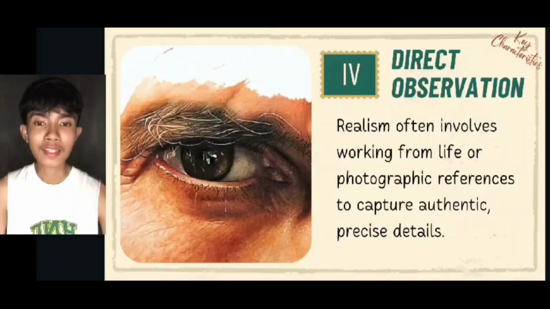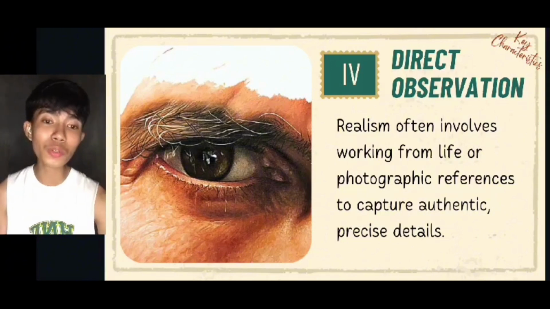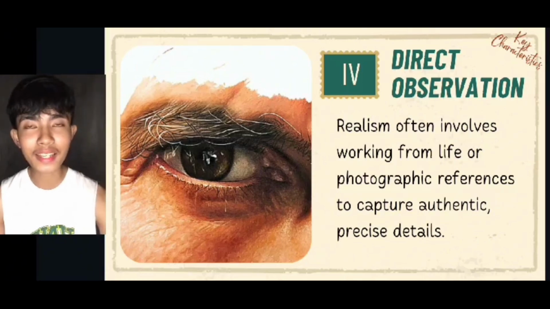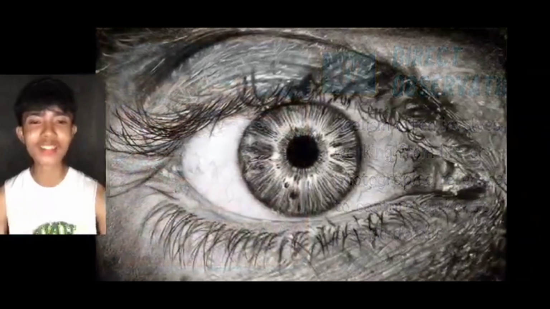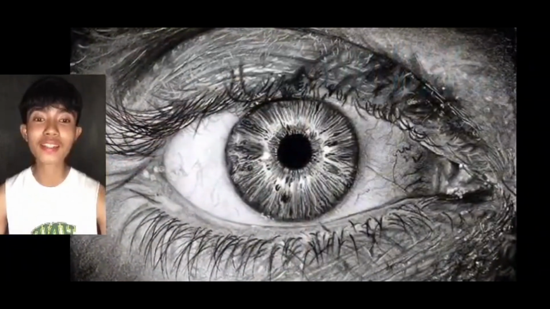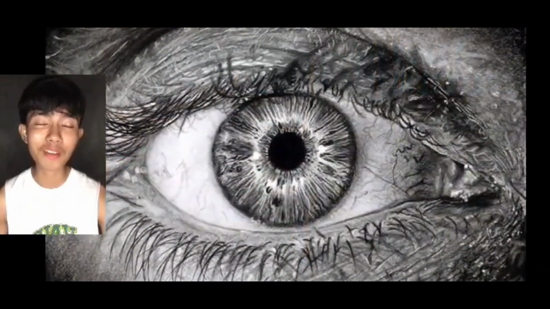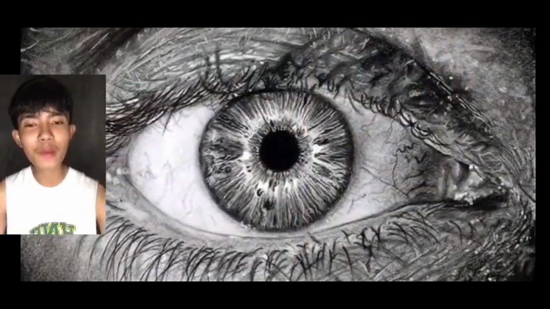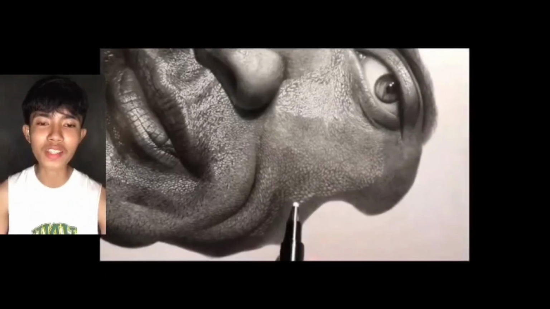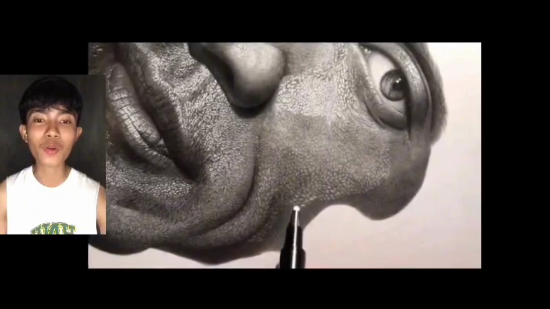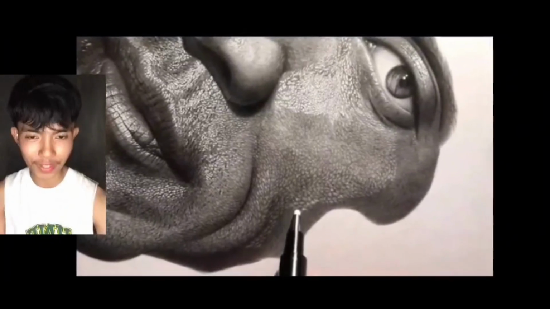Number 4. Direct observation. Realist artists often work from real life or use photographs as reference. This way, they capture details that make the subject look truly authentic. So, as a realistic artist like me, I make sure that I draw the small details accurately. I aim for my artwork to look like the reference, or even more than the reference itself.